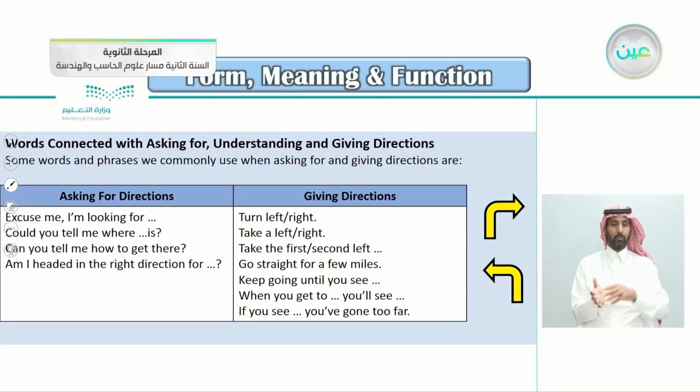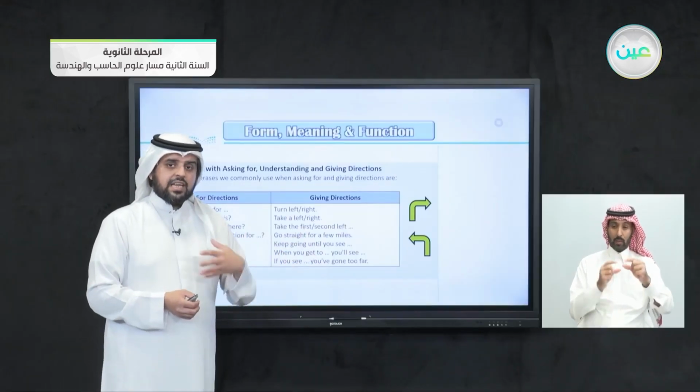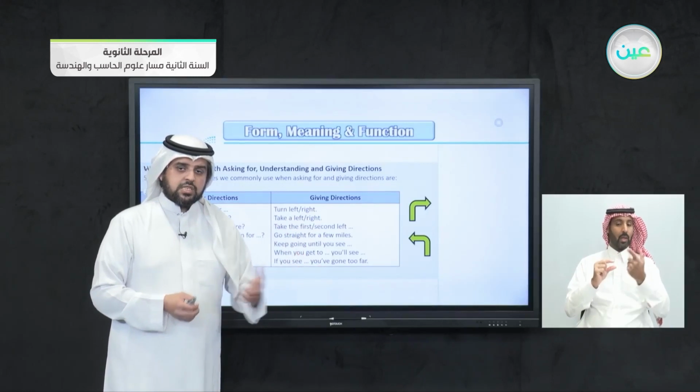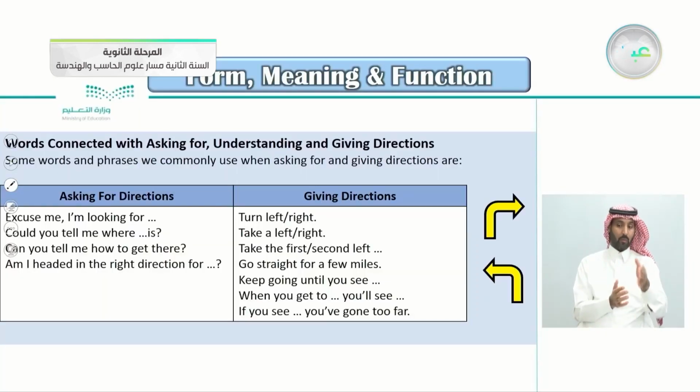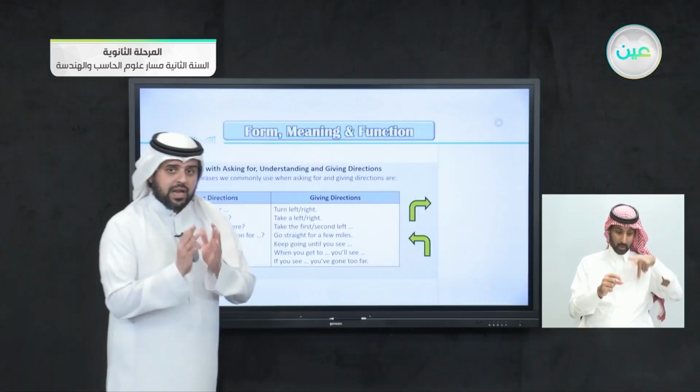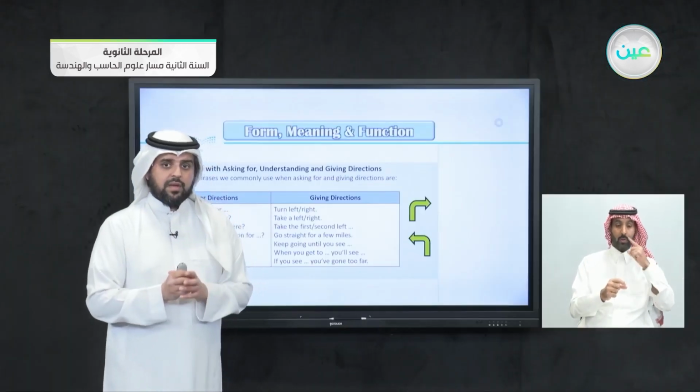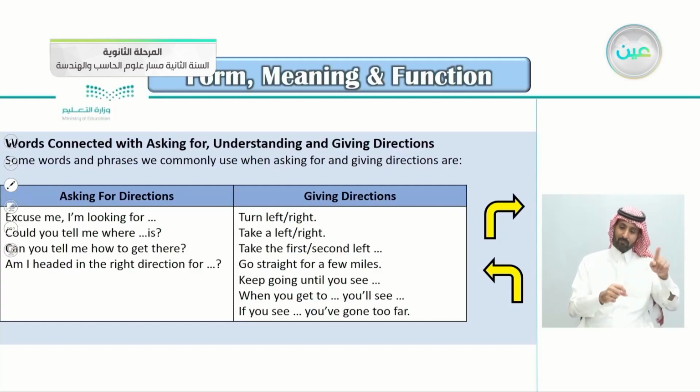The third sentence: "Can you tell me how to get there?" For example, when you ask someone, "Do you know where the bank is?" Maybe he'll say yes. Can you tell me how to get there? Then he will give you the directions. Am I headed in the right direction for the bank, for example? Maybe yes, maybe no. So all of these sentences are for asking for directions.